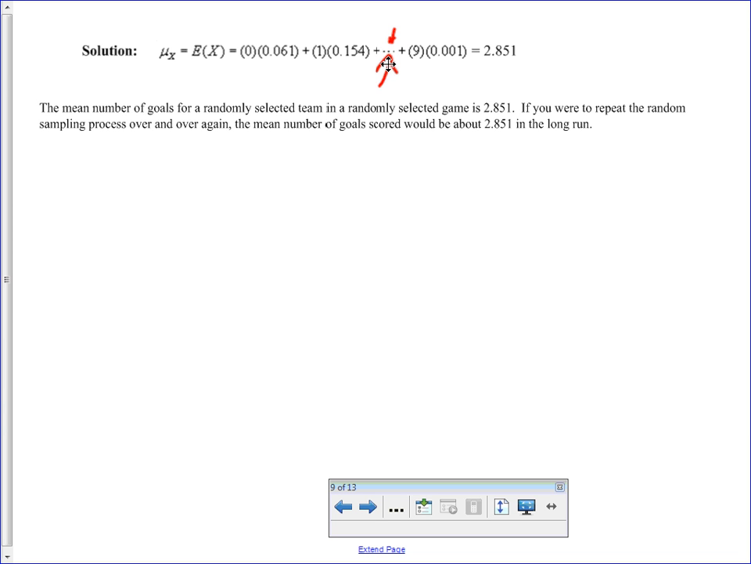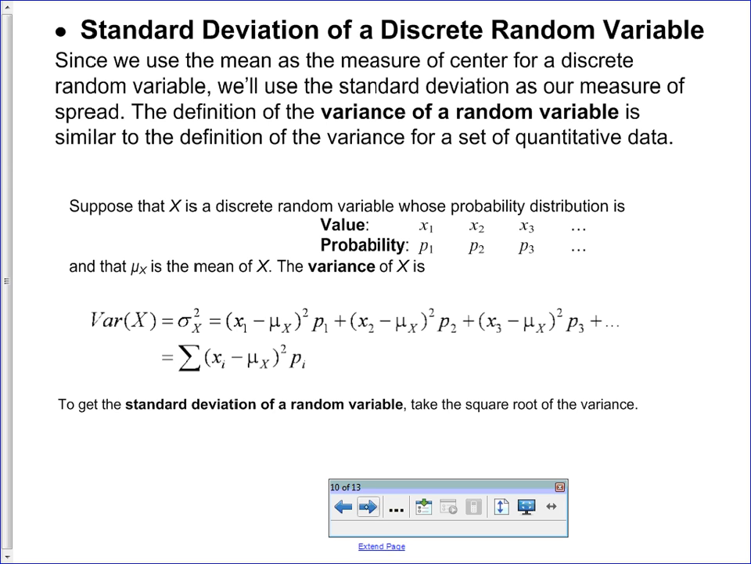You don't have to write the whole thing out. You can do the majority of work in your calculator. You don't have to write it all down on the AP exam. As long as you were to show that you were properly applying the formula, you'd be fine. So then how do we find the standard deviation?